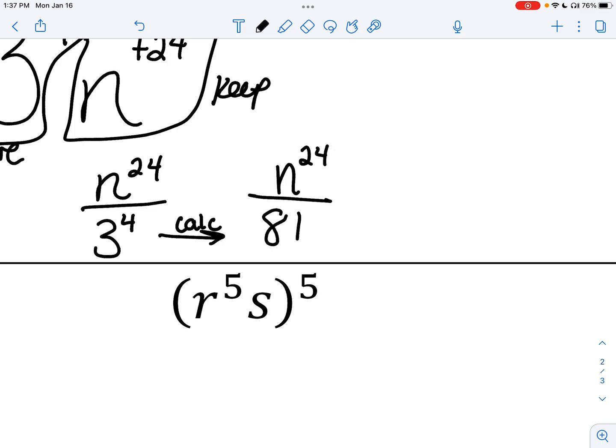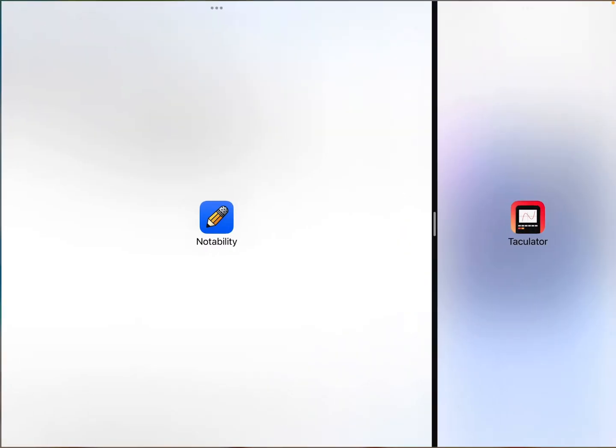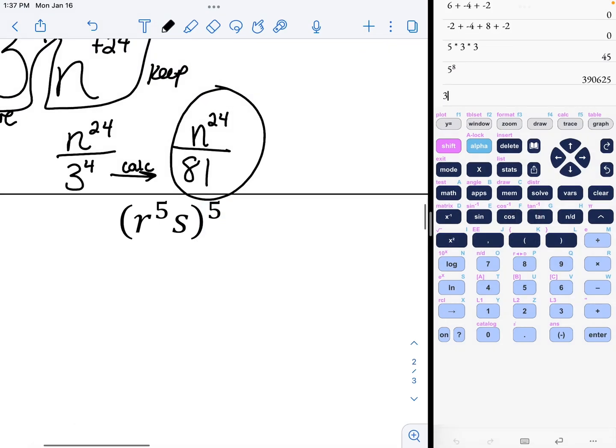3 to the 4th in my calculator would be 81. I should grab that calculator because I know I'm a visual person, so seeing it typed out would be very beneficial for me as a student. So here's 3 to the 4th, so you can see where I got 81 from.